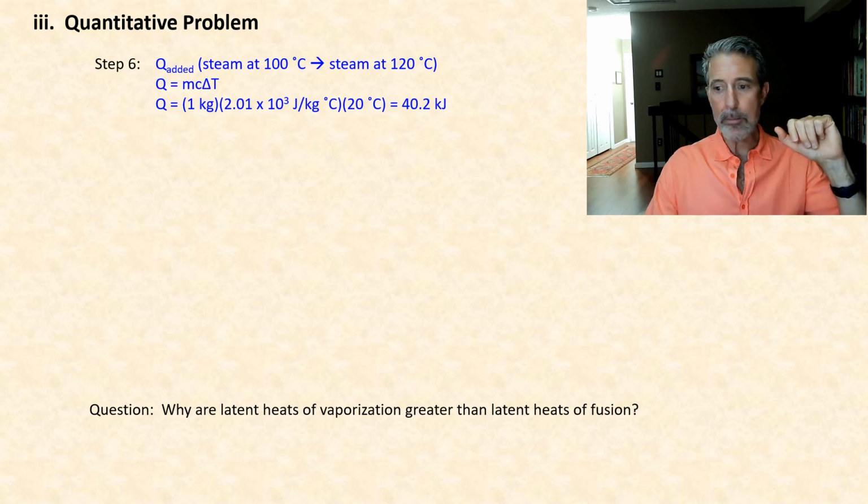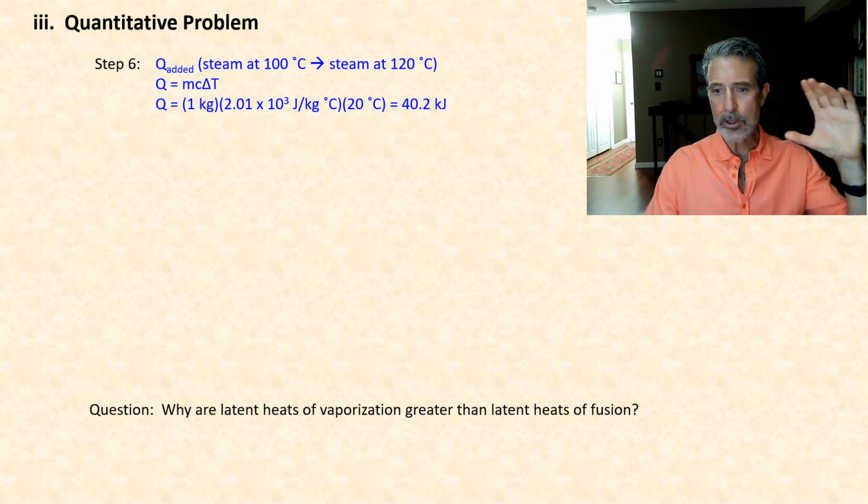We plug in our numbers here, once again looking up the specific heat capacity for gaseous water, for steam, which has a value of about 2.01 times 10 to the 3rd joules per kilogram degree Celsius. We do the number crunch and we end up with 40.2 kilojoules.